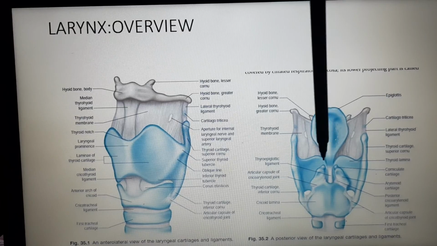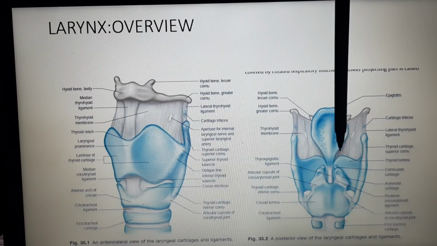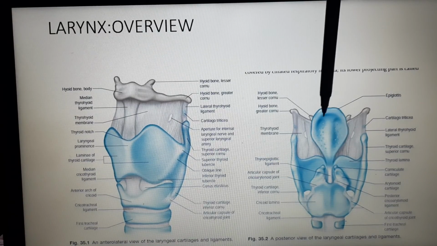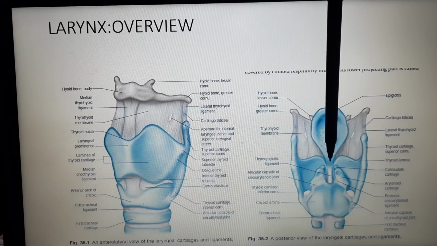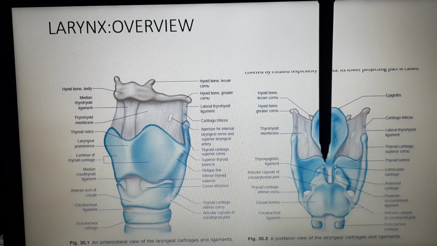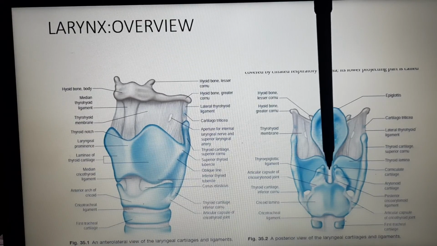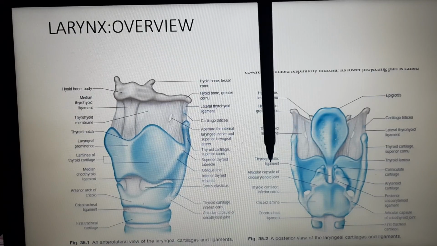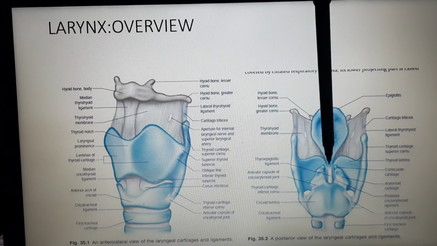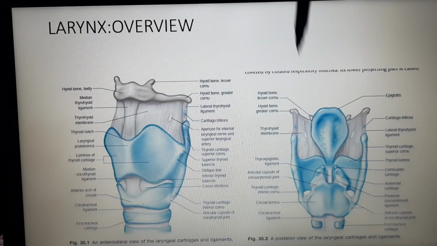You can also see that this is the epiglottis, which is leaf shaped, having a broader upper part and a narrow lower part. The narrow lower part is attached to the angle of the thyroid cartilage by the thyroepiglottic ligament. This is the thyroepiglottic ligament.